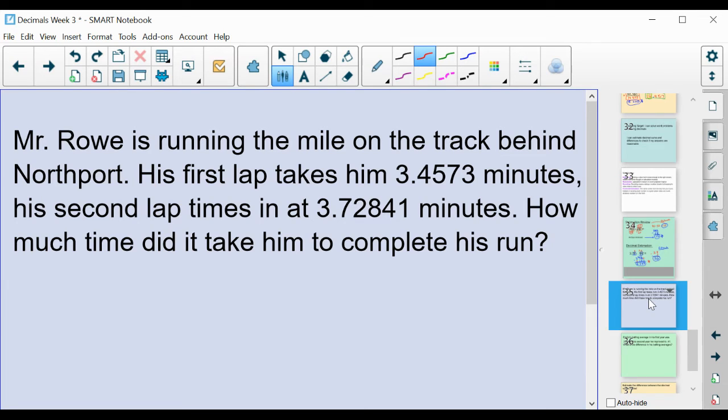Mr. Rowe is running the mile on the track behind Northport. His first lap takes him 3 and 4,573 10,000ths minutes. His second lap times in at 3 and 72,841 10,000ths minutes. How much time did it take him to complete his run?